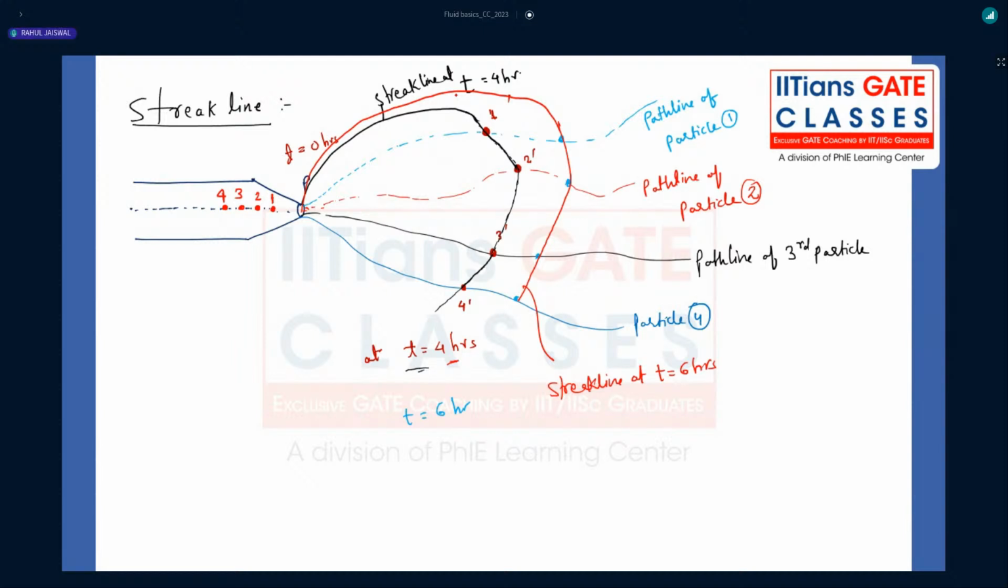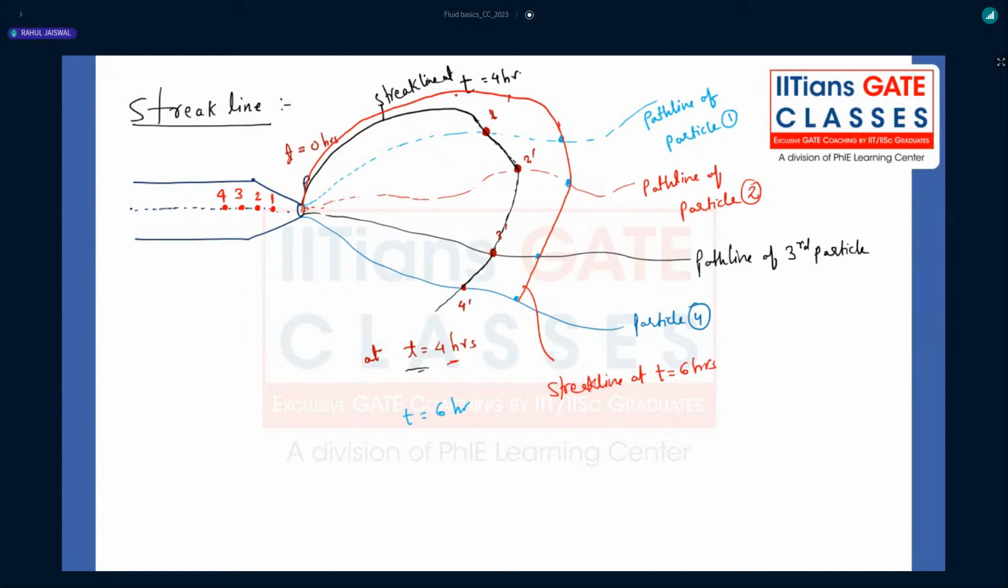Is that clear, all of you? Tell me this. Is that clear? Streak line, streamline, and the path lines.